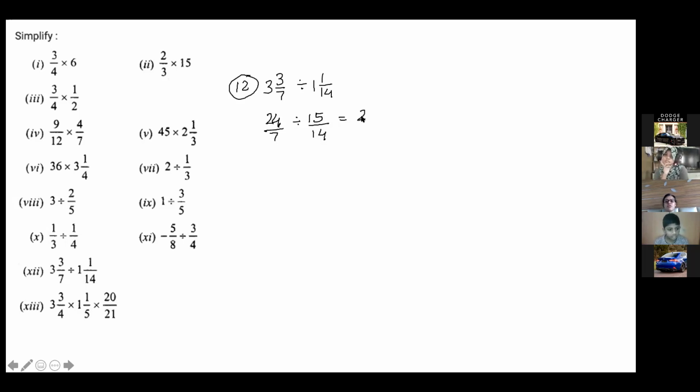Now what will I do? 24 upon 7. Put the multiplication sign. Do the reciprocal. 7 and 14 cut. 7 and 14 will be cut. 7 2s are 14 and 3 and 24 now. 3 5s are 15 and 3 8s are 24. So the answer is 8 2s are 16 upon 5. So the answer is 16 upon 5. Do the next question.